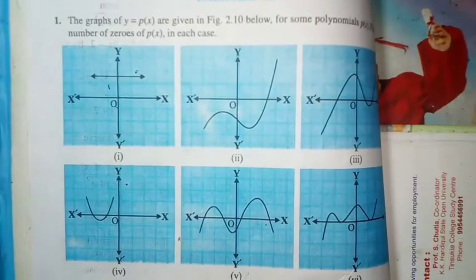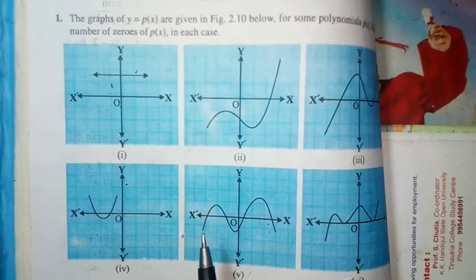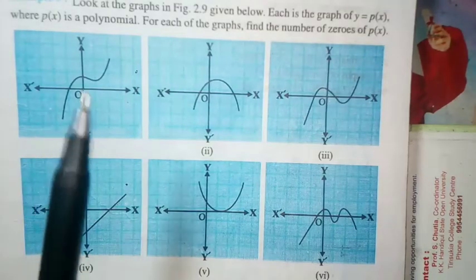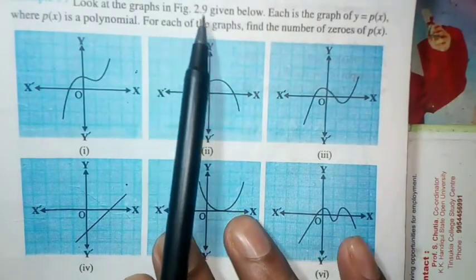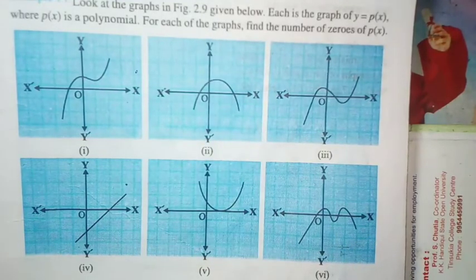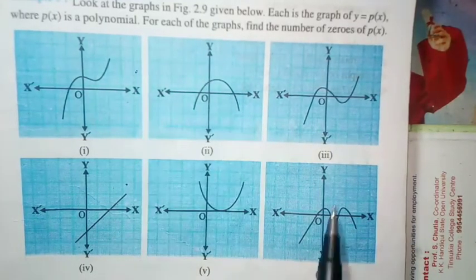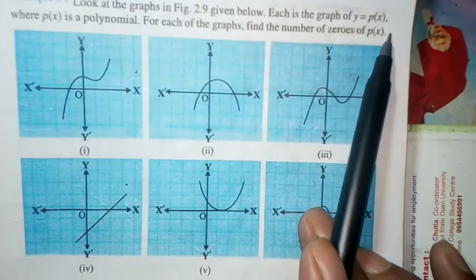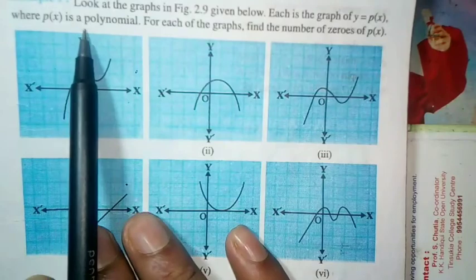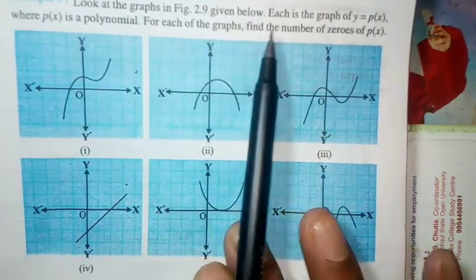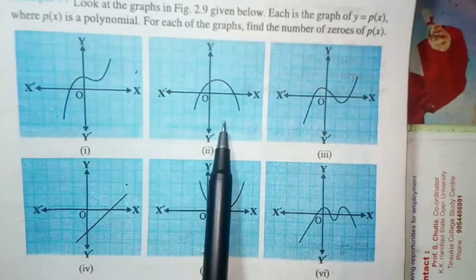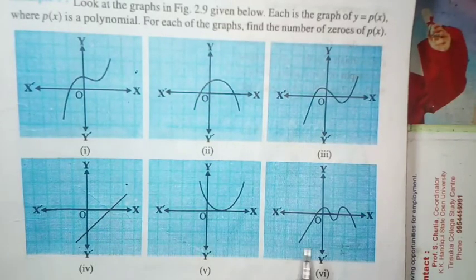Now I am giving you questions for practice. Look at the graph in figure 2.9. Given below, each is the graph of y equal to p(x), where p(x) is a polynomial. For each graph, find the number of zeros of p(x). This is the first question, this is second, third, fourth, fifth, and sixth. There are 6 questions for your practice.